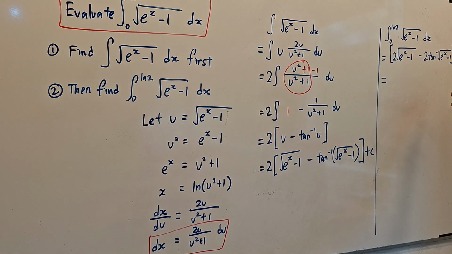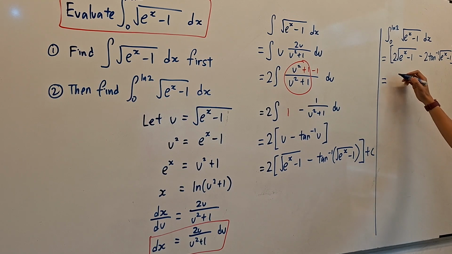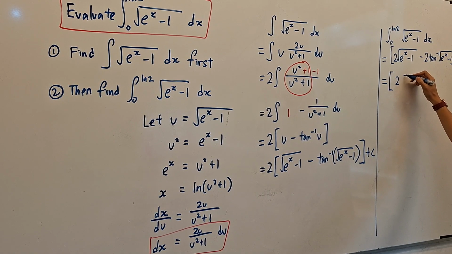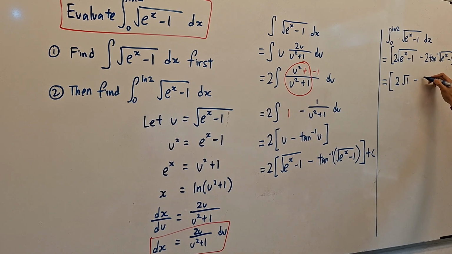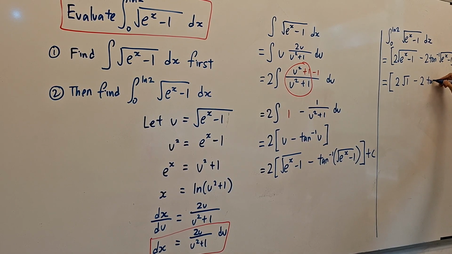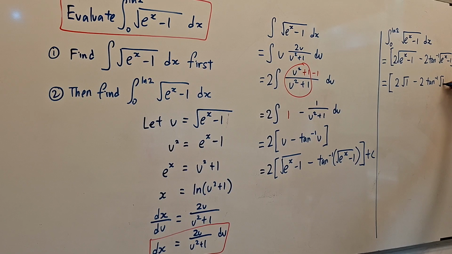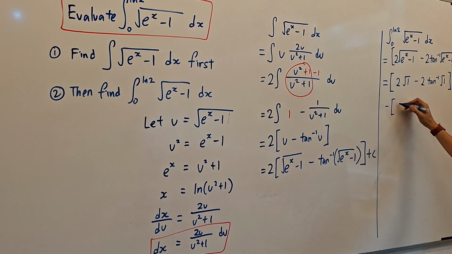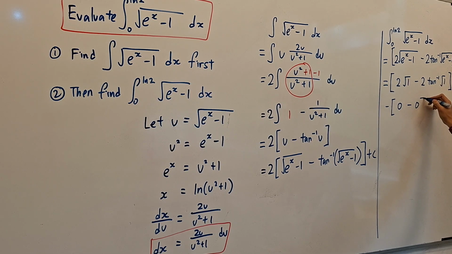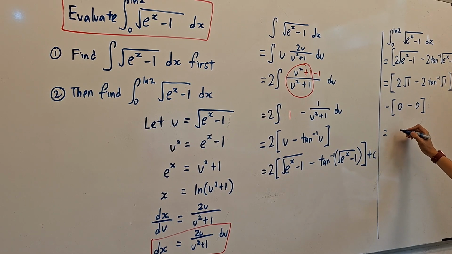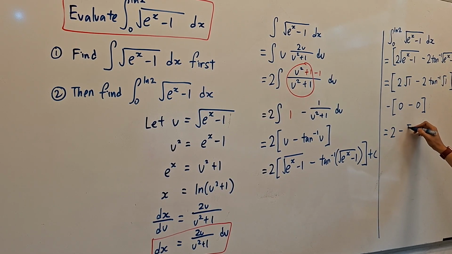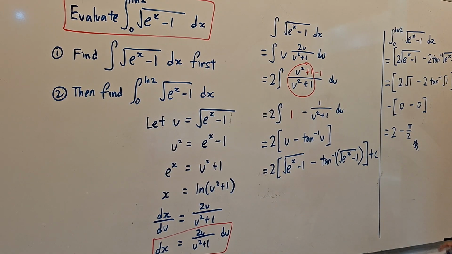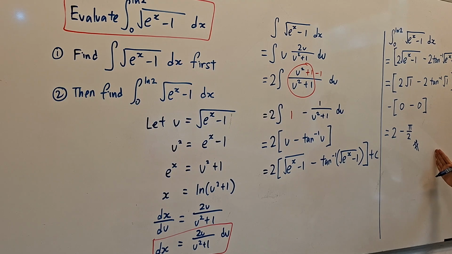For this expression, I can just press the calculator to obtain the solution. So I'll obtain 2 square root 1 minus 2 tangent inverse square root 1, minus 0 minus 0. This thing will essentially become 2 minus pi over 2. And that's it. We solved this definite integral.